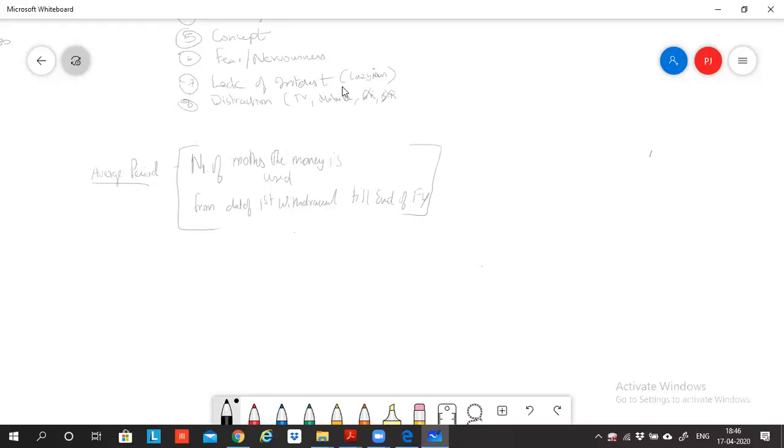The formula is the number of months the money is used from the date of first withdrawal till the end of the year. So this 5,000 rupees, when was it withdrawn? This was withdrawn on 30th April, from 30th April till the end of the financial year, which is 31st March. How many months did I utilize this money for? 11 months. Paras, are you able to follow? What I am trying to explain is this money of 5,000 rupees, which you withdraw every month. This was withdrawn on 30th April, the end of every month. So from 30th April till 31st March.